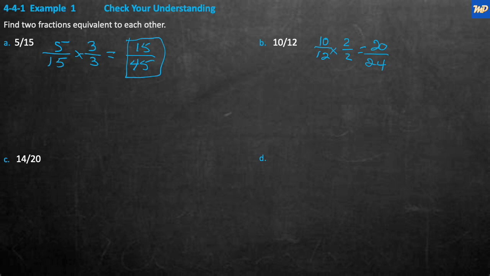It's an equivalent fraction. How about 14/20? 14 over 20 times, let's just do 2 over 2 again, equals 28 over 40. 28 over 40 is identical to 14 over 20. Do we have that? Sounds good.